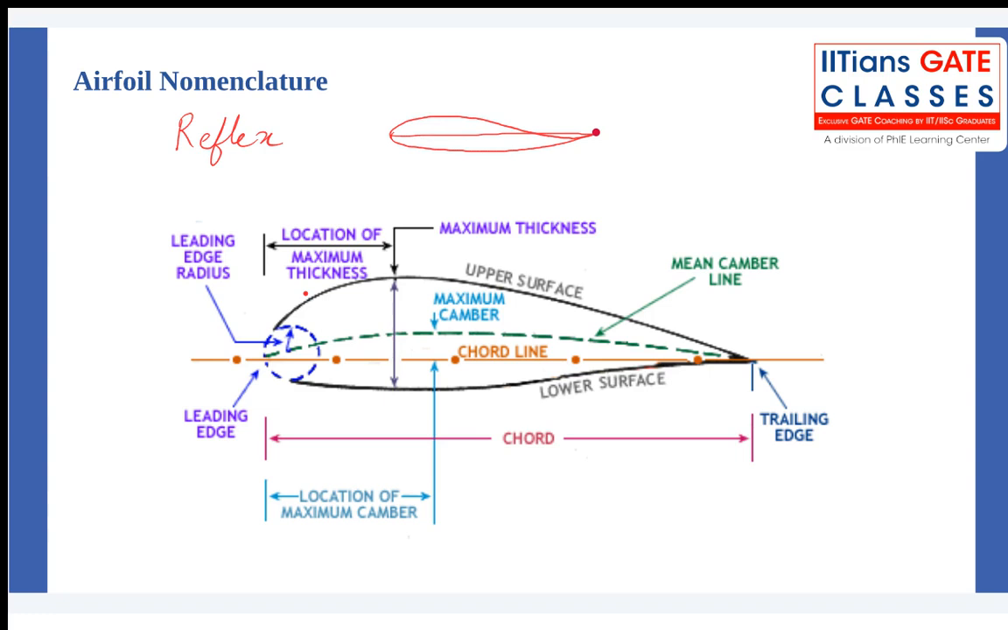Any idea where reflexed airfoils are used? What are the benefits, or why is it used? Flying wing, yes. We'll get into the specifics a little later in this course, but flying wing is one of the places where a reflex airfoil is used. It is to ensure stability and a positive trim angle of attack. It's an interesting concept. Do look it up when you have the time.